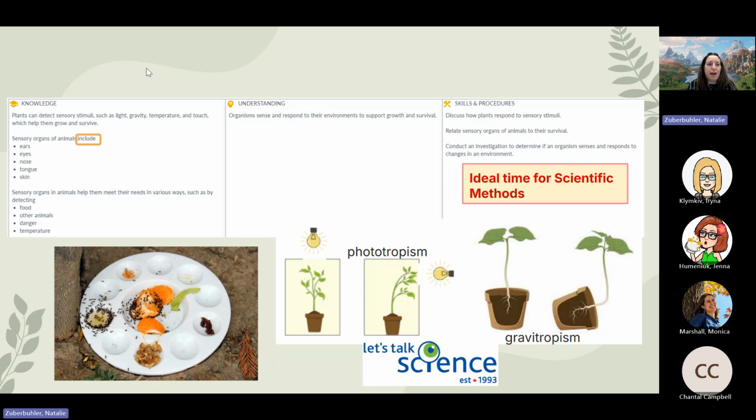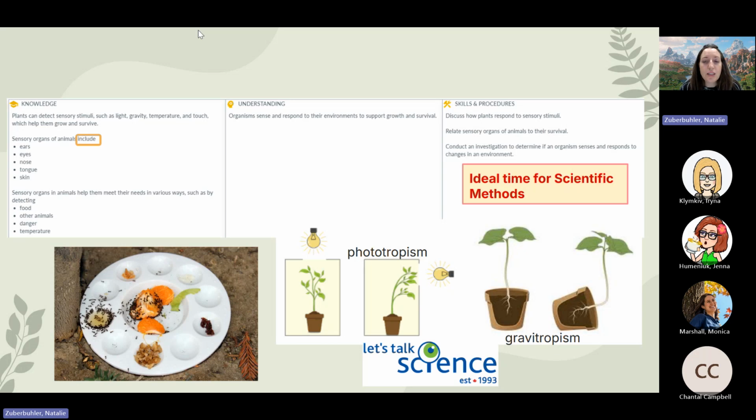Too, there's another band where we're looking at how the sensory organs include ears, eyes, nose, tongue, and skin, and that they detect food, other animals, dangers, or temperature. Here is an ideal time in grade 4 to incorporate your scientific methods, especially when it says conduct an investigation. We know that is scientific methods. We have to relate those sensory organs to their survival and how they respond.